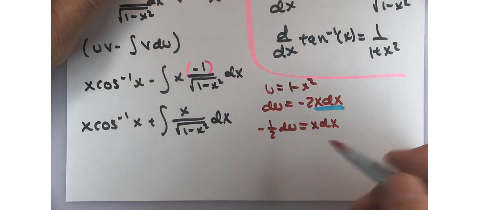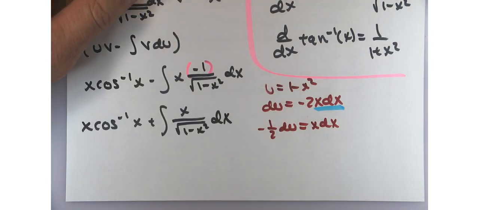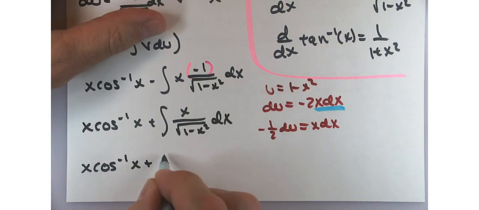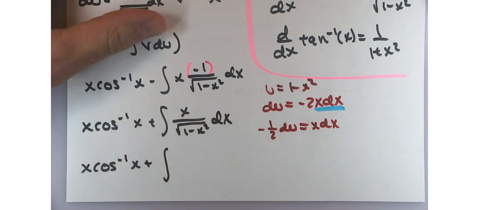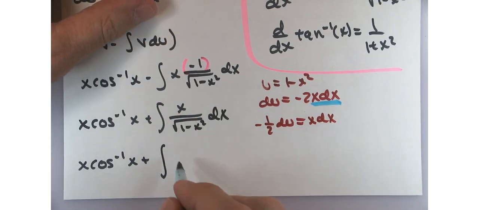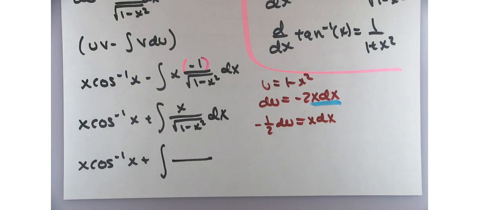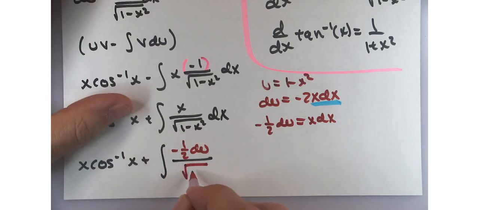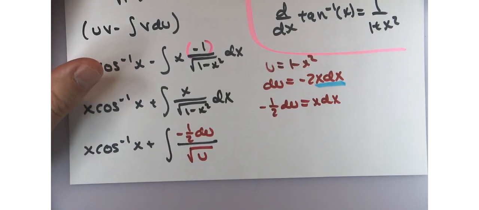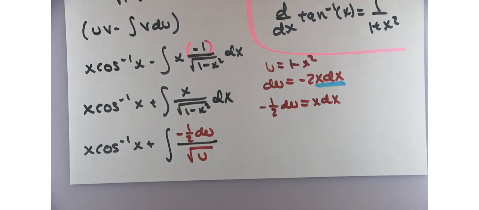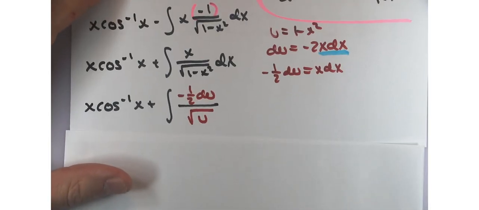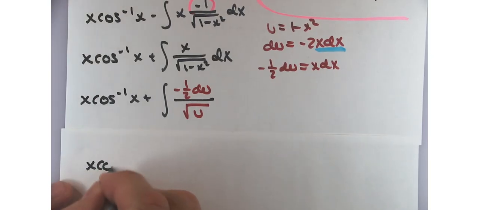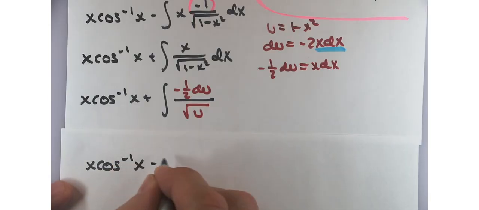I think we're in good shape. So that's going to be x cosine inverse of x plus the integral x dx. That gets replaced by minus 1/2 du over the square root of u. Probably want to clean that one up a little bit. So x cosine inverse of x minus 1/2.